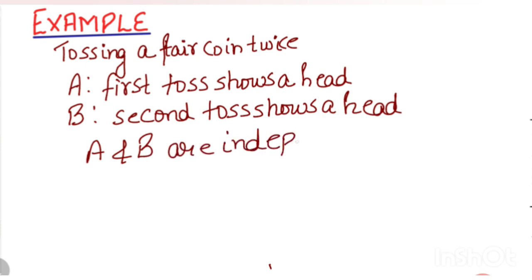Now why are they independent events? They are independent events because event A does not affect how likely event B will occur or vice versa. Now event B is getting a head on second toss. It does not depend whether there was head or tail on the first toss, because getting any one, head or tail, is as equally likely as the other in second toss irrespective of the first toss. So A and B are independent events.